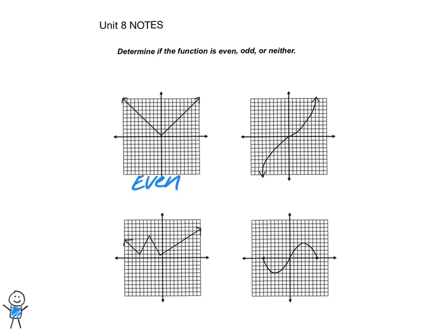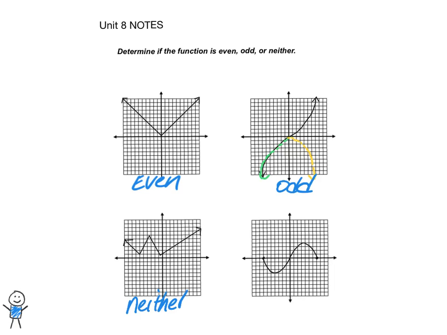Second example here, this particular function, it looks like if I reflected it across, I'll do it in a different color, if I reflected it across the x-axis, it would look something like that, and then performed another reflection across the y-axis, it looks like it lands on my function. So this is an example of an odd function. The bottom left is not symmetrical about the y-axis, and it's not symmetrical about the origin like the odd function was, so this is an example of neither.